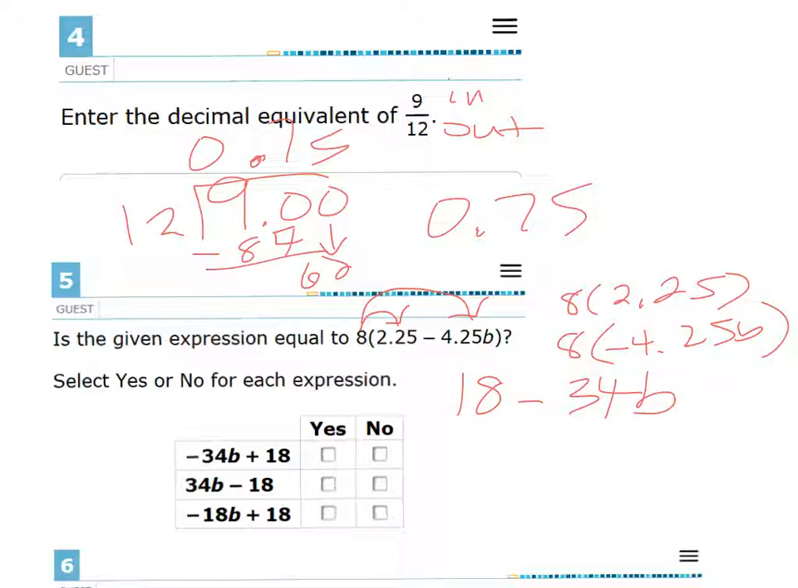So out of all my answer choices, I can look at the first one, negative 34b plus 18. Well, that is true to this because we have a negative 34b and a positive 18, so that is true. Now 34b minus 18, that is not true because 18 is positive. And lastly, negative 18b plus 18, that is also false. It's not true because when we multiplied 8 times the negative 4.25, we ended up with negative 34.